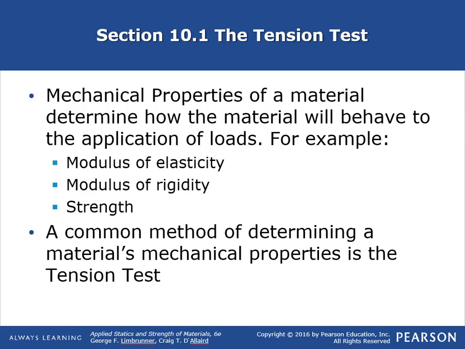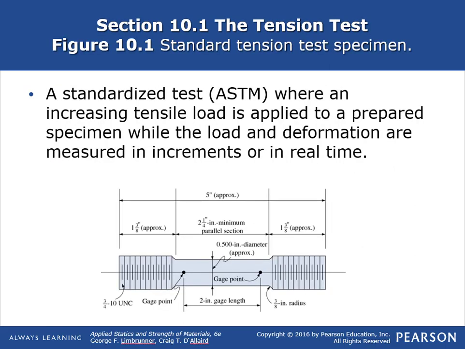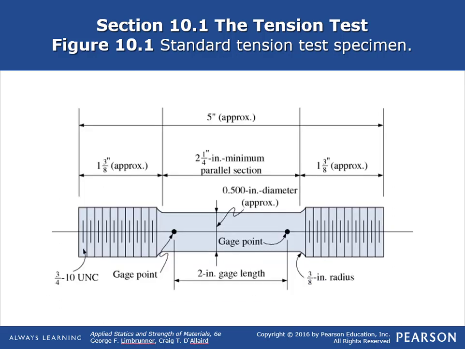A common method for determining a material's mechanical properties is the tension test or tensile test. The tension test is a standardized test where an increasing tensile load is applied to a prepared specimen while load and deformation are measured, either in increments or in real time. This is the specially prepared specimen. It's approximately a half inch in diameter, with threads on both ends to mount it in the machine, and a 2-inch gauge length, and then the load is applied.